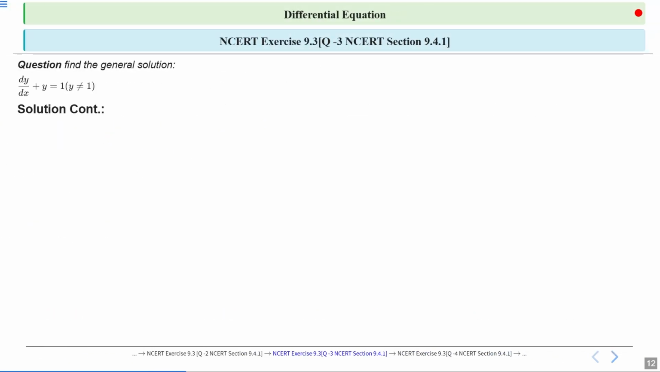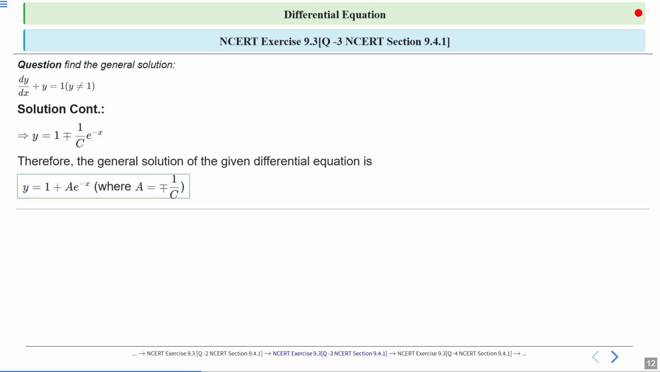Now from this equation, we want the value of y. So y is equal to 1 minus plus 1 by c, e to the power minus x. Therefore, the general solution of the given differential equation is y is equal to 1 plus a times e to the power minus x, where a is the new arbitrary constant for minus plus 1 by c. And that is the solution of the given differential equation. Clear?